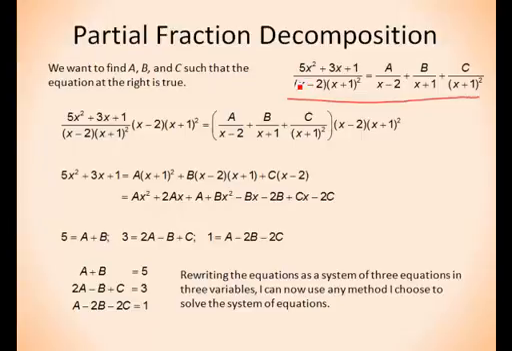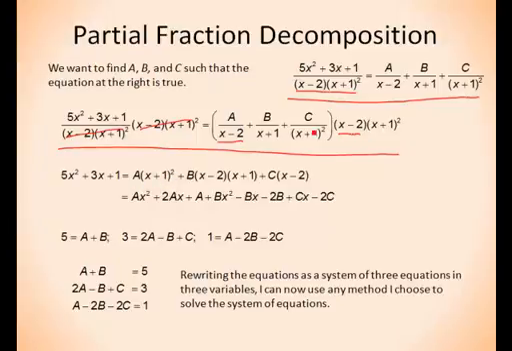I'm going to take this equation and multiply both sides by this denominator over here, and that's what I've done here. When I multiply on this side, this denominator will cancel, and I just get 5x squared plus 3x plus 1. There it is. On this side, when I distribute this multiply into the first term, the x minus 2 will cancel with the x minus 2, and I'm going to get a times x plus 1 quantity squared. There it is.